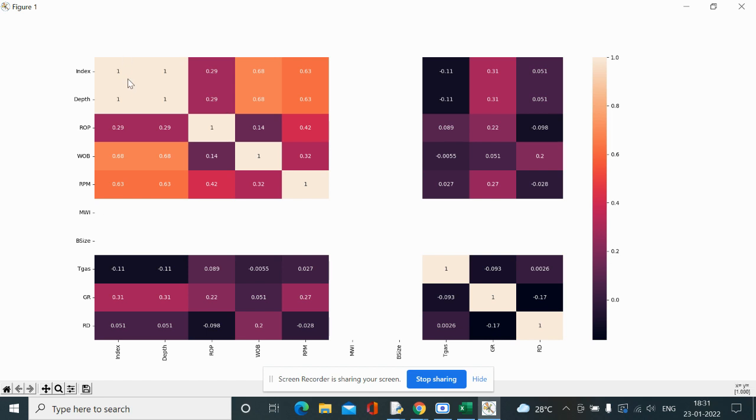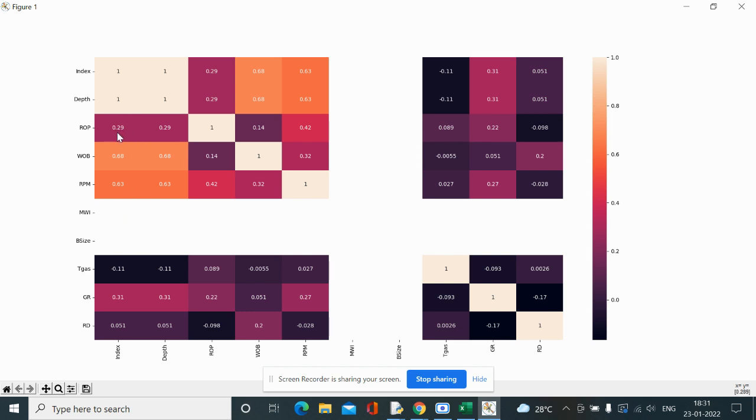The matrix says index to index is 1 correlation. Index to depth is also 1. Of course, index to ROP or index to any other parameter doesn't make sense for us. So basically, ROP, weight on bit, RPM, and other parameters can be looked at for correlation.